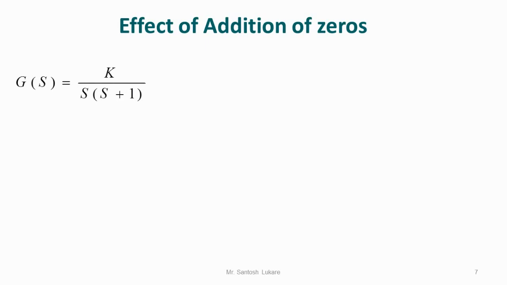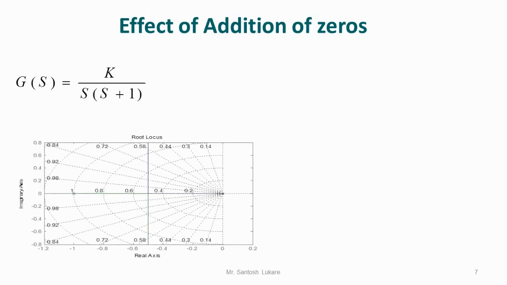The effect of addition of zeros. Let us consider the original system has a transfer function G(s) = K / (s(s+1)). So it is a second order system. It has two poles. One pole is at the origin and the second pole is at minus 1. But there is no zero. If we find its root locus in MATLAB, it will look like this. We have discussed this root locus in the earlier slides.